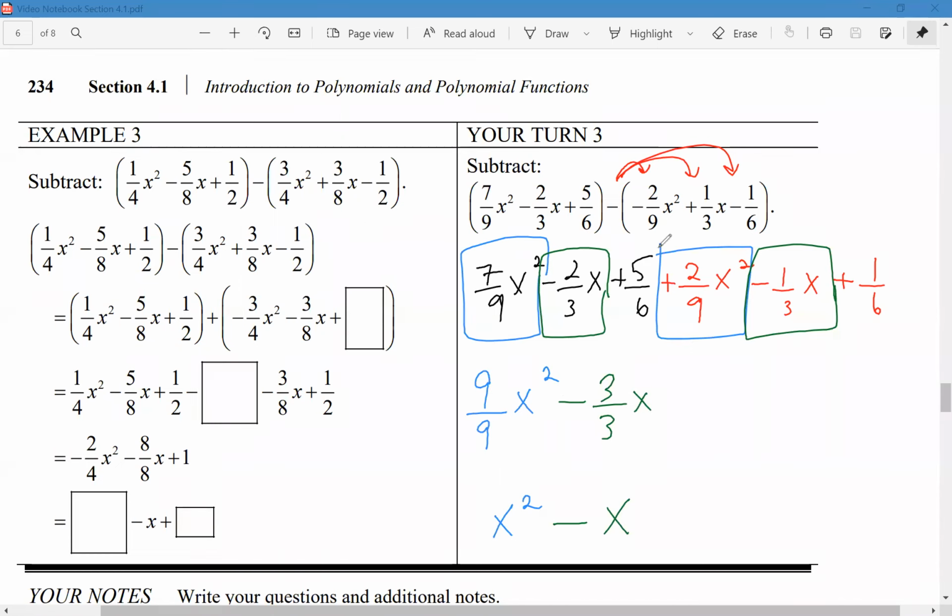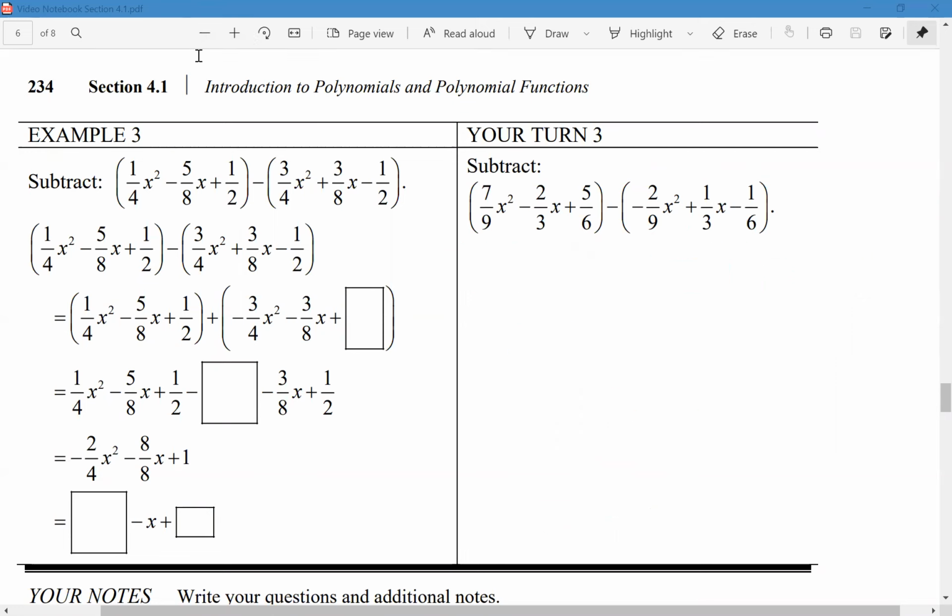Noticing a theme here. Plus 5/6 plus 1/6, that's plus 6/6, which reduces to 1. There you go. So x squared minus x plus 1. All right, well, that wasn't as hard as I thought. I was thinking we would need to get common denominators, but they were already there for us. So that wasn't as bad as I thought.